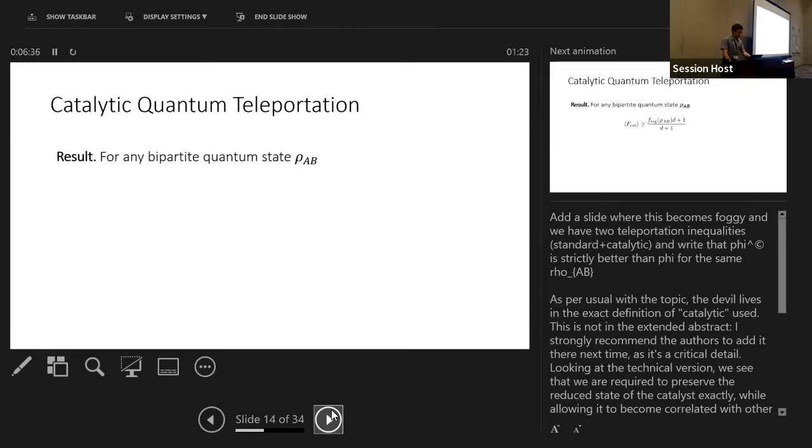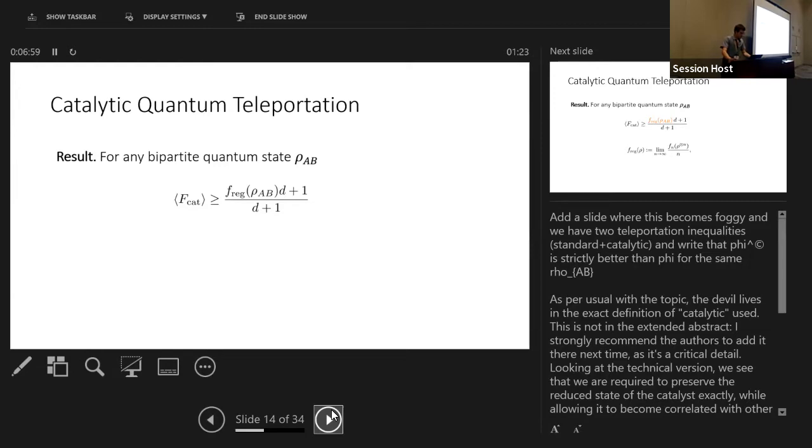So now let me mention our main result, and I will discuss it a little bit further and give you the explicit protocol which achieves this result. Okay, so what we've shown was that for any bipartite quantum state rho that is shared between Alice and Bob, the catalytic fidelity of teleportation can be essentially lower bounded by the quantity that you see here.